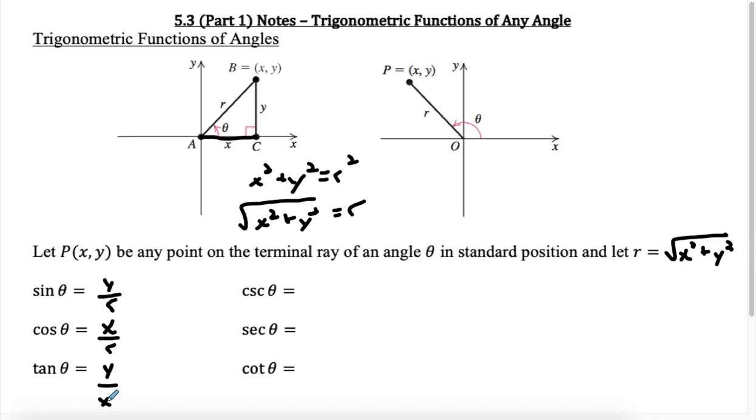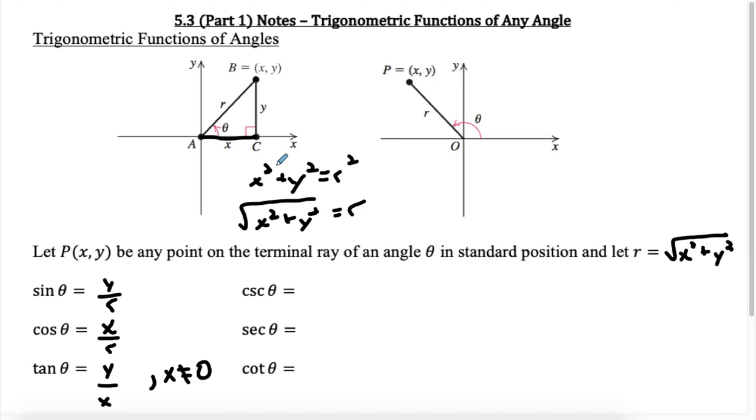Now, for tangent to exist, for it to be defined, we do have to specify that the denominator, which in this case would be x, cannot be 0. Now, we didn't necessarily have to specify that up here because r will never be 0 unless the point that we're given is 0, 0, and that wouldn't even make sense for talking about an angle.